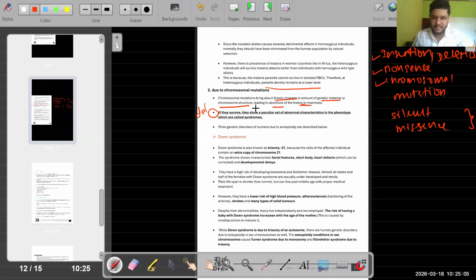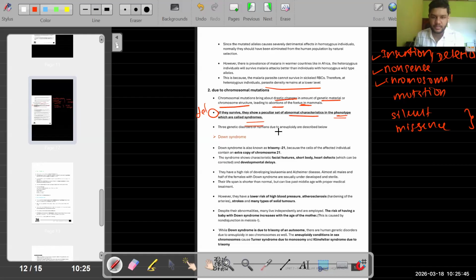Abortion means the premature termination of the fetus before its birth, it dies in its fetal stage. That is the idea. Now they are saying if a fetus survives that abortion without dying, it will still show a set of abnormal characteristics in its phenotype. Phenotype means the external appearance. These are called syndromes. This is the definition for syndrome.